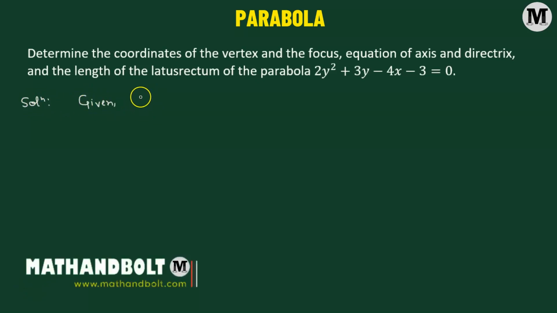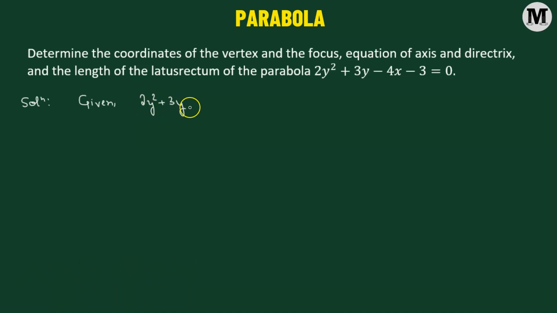We have 2y squared plus 3y minus 4x minus 3 equals 0. Now let's keep the terms containing y on the left hand side, and then we're going to transpose negative 4x minus 3 to the right hand side to get 4x plus 3. Now we're going to divide each term by 2 so that we get y squared plus 3 over 2 times y equals 2x plus 3 over 2.